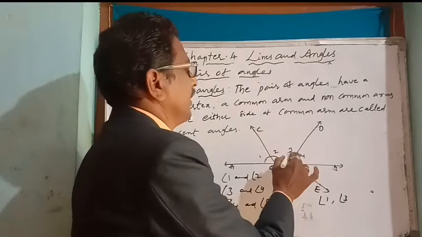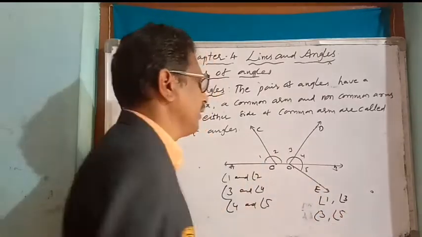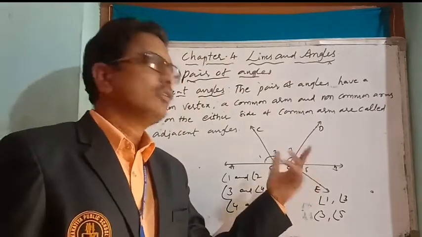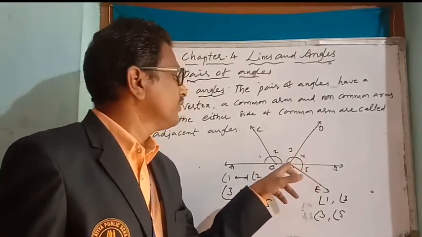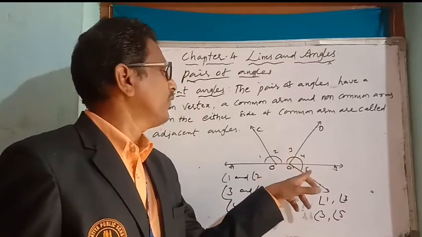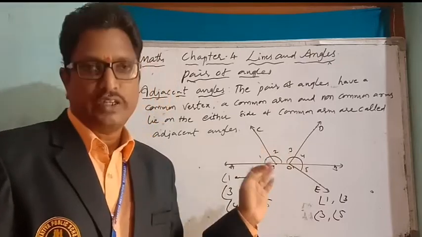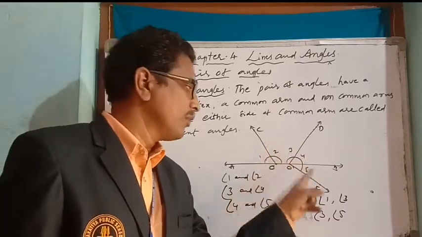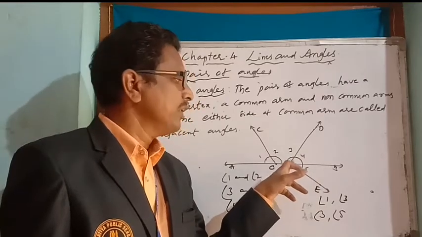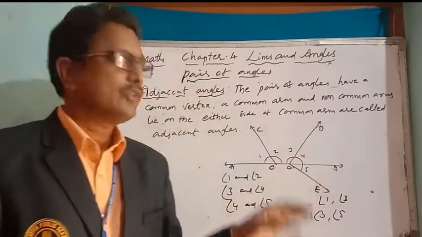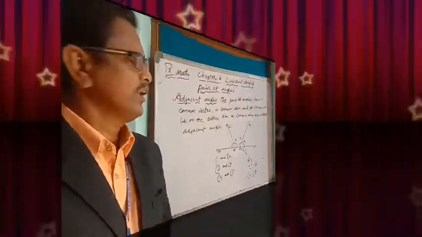Same here with angle 3 comma angle 5. The vertex is the same, but they do not have a common arm. Common vertex is there, but they are not having a common arm. That's why those two are also not adjacent angles.